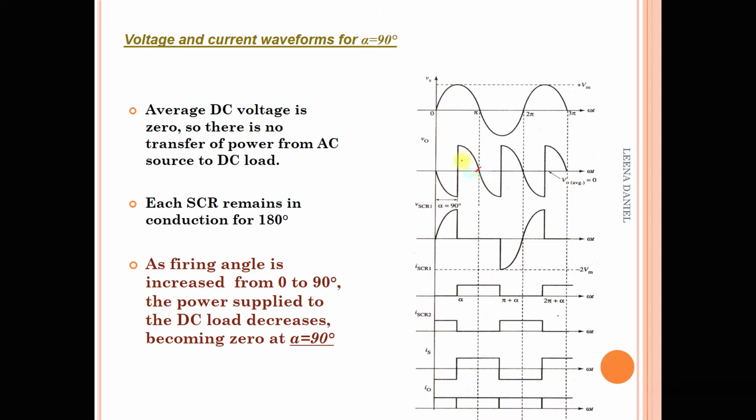You just see, half in the positive half because we are using RL load. So it is extended up to this level, half in the negative. Okay, so if we look here, the average output voltage we are getting would be 0.